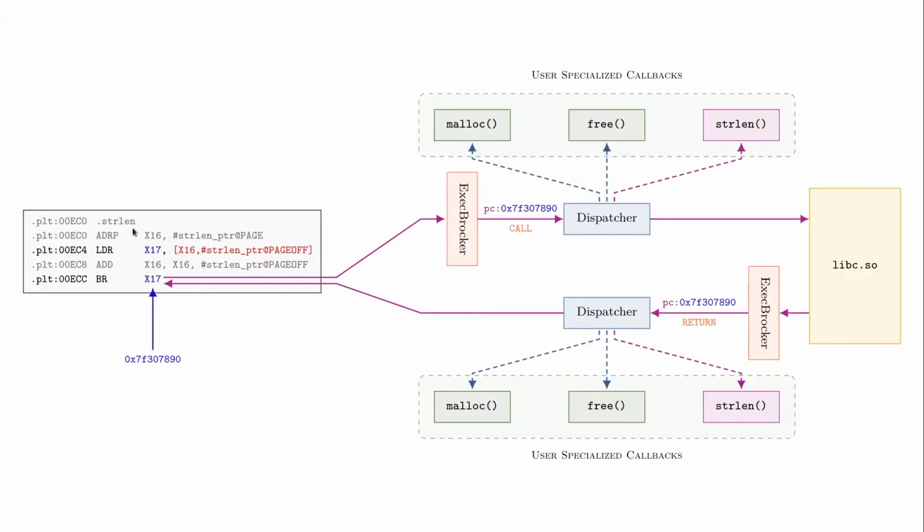If we take strlen, for instance, we have a branch to, so here it's PLT-GOT code. We have a branch to this register, then there is an exec broker. We convert this absolute address into a symbol, then we process the parameters, then the function is executed in the libc, then the exec broker detects that the function finished, and so on.